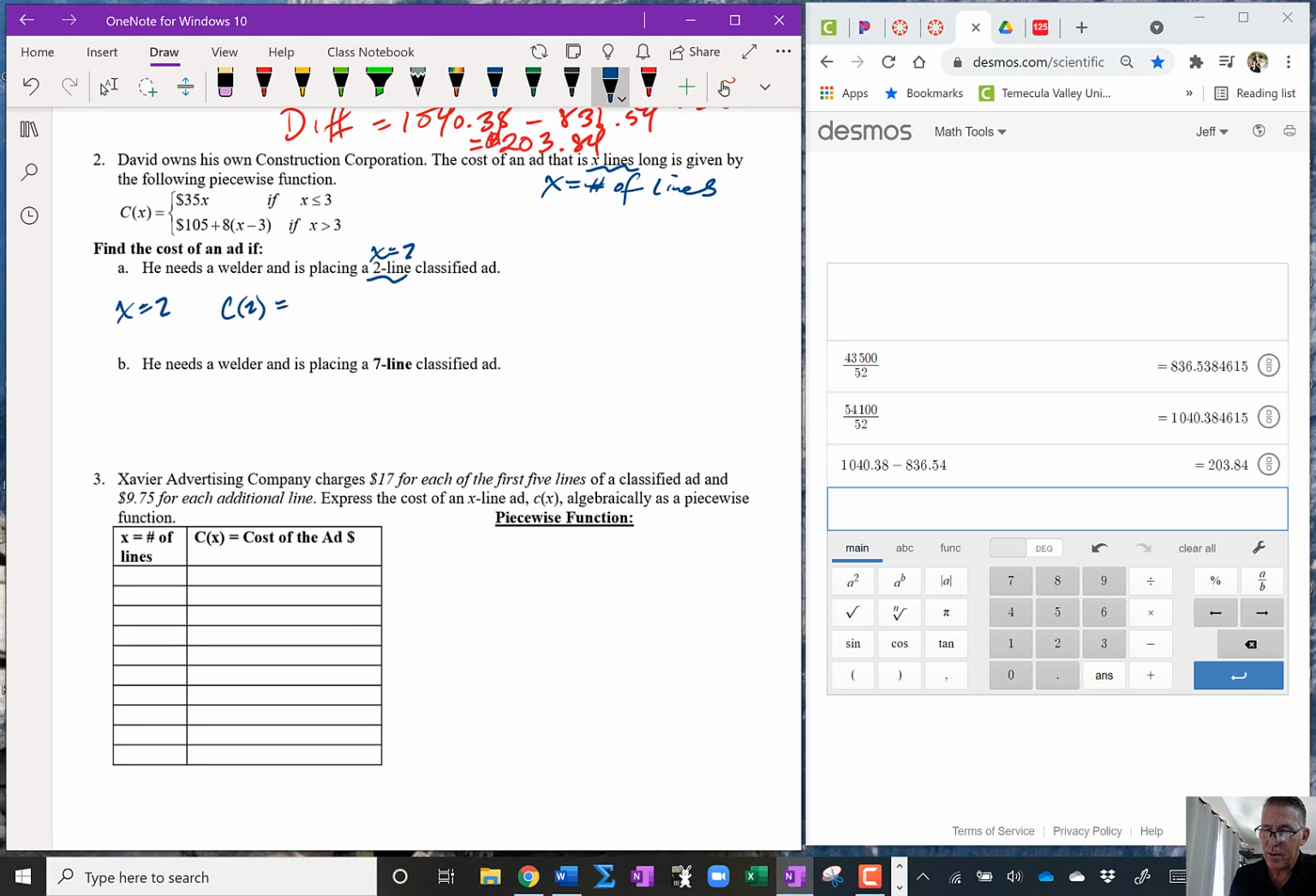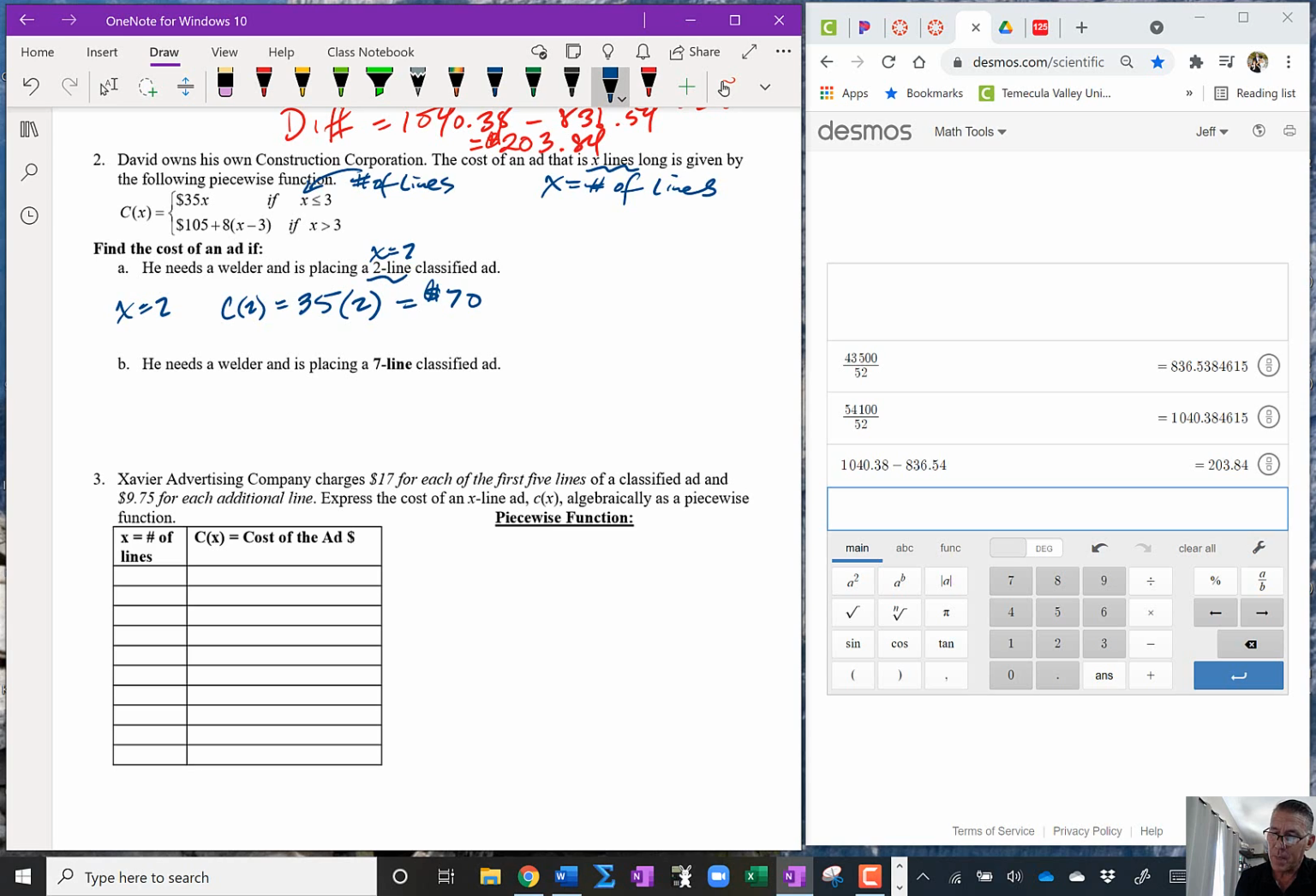Now the domain right here, this X, is the number of lines. Since 2 is less than or equal to 3, we're going to use the first piece of the function. So we take 35 times 2, which gives us $70. It would cost us $70 for 2 lines. 2 times 35 is 70.